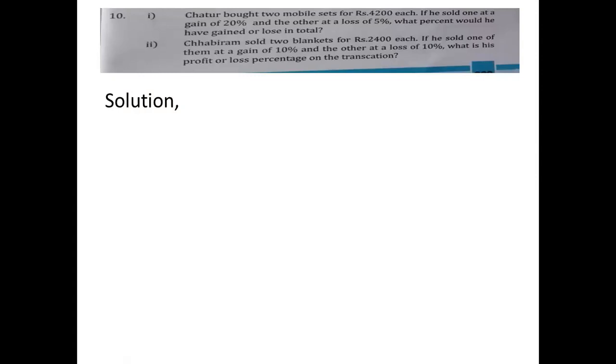Look here, how we had done. Solution: CP of two mobile sets equals CP of first mobile plus CP of second mobile. Here you write 4,200 plus 4,200. What will be the CP of two mobiles in total?